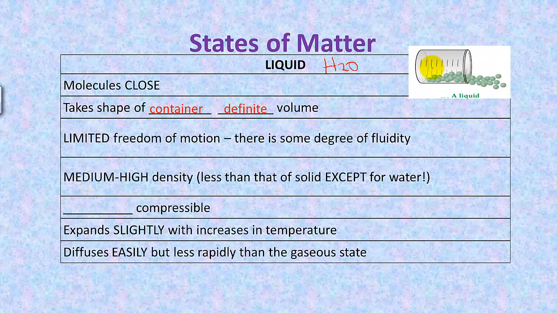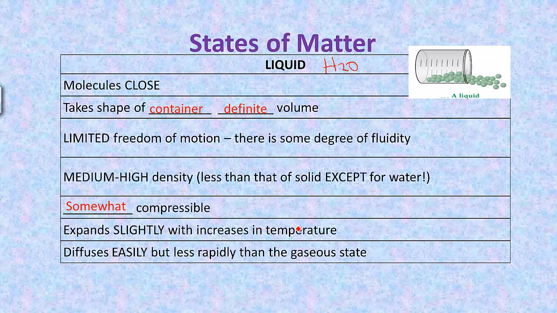Whether you have it in the beaker and it's 20 milliliters, once you spill it out, it will still be 20 milliliters. There is a limited freedom of motion, and there is some degree of fluidity, which means that it can move. Medium high density, less than that of a solid, except for water. It is somewhat compressible: if you put some pressure on this water, it will compress a little bit and change the volume a little bit, but not much.